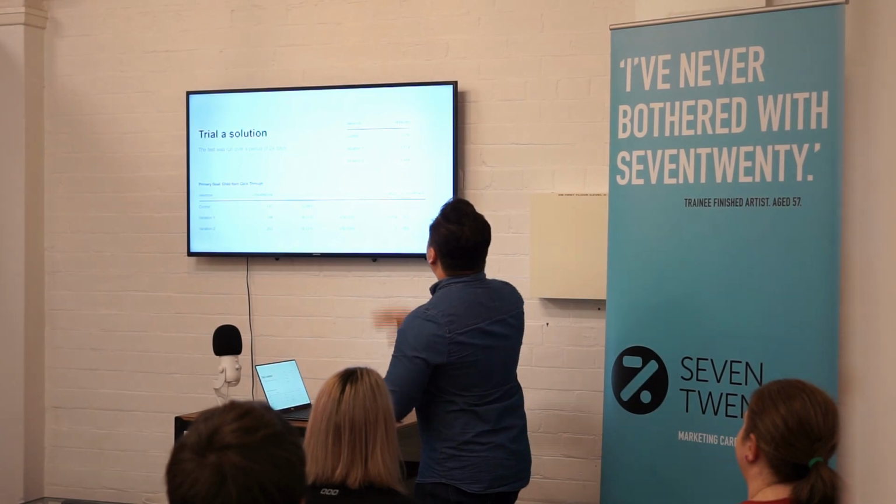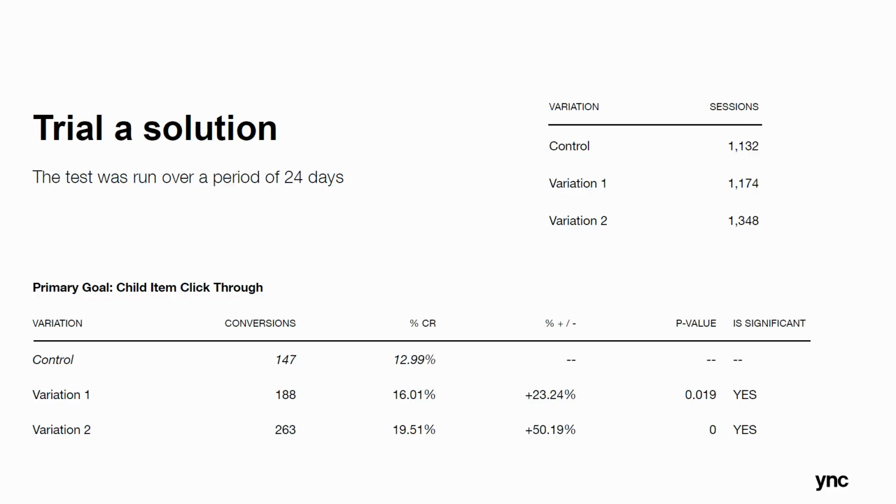And what we found was that at about 1,000 people through each variation, which is great, 1,000 people is a good number to run off with. And we had these conversions over here. So control, 147 conversions. Variant 1, 188. It's looking pretty good. Variant 2, 263 conversions off the back of that.